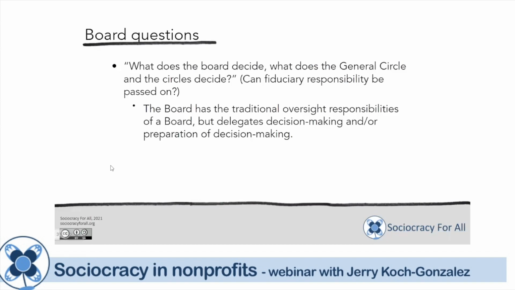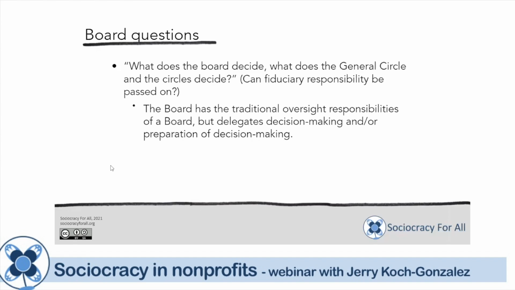Another question. What does the board decide? What does this general circle and the other circles decide? And this is usually the question of, oh, but we have these legal responsibilities, fiduciary, financial oversight, etc. And yes, the board has traditional oversight responsibilities, but that doesn't mean that they need to micromanage that. They delegate that out. So the governance policy, for example, in Sociocracy for All, has been going through from one circle that was working on it to the general circle, which approved it, which then goes to the board, and the board reviews it and goes, okay, this seems to work, and we might have some questions or comments about it.